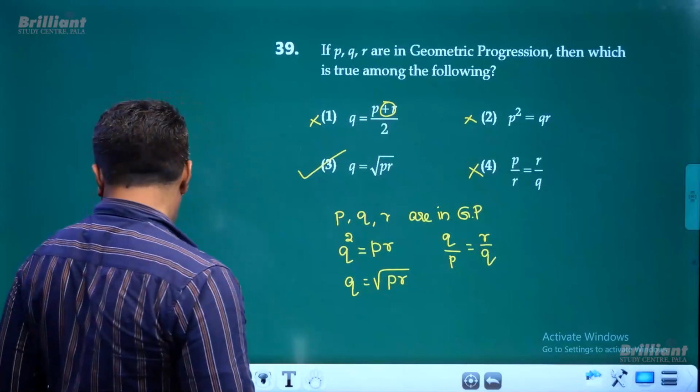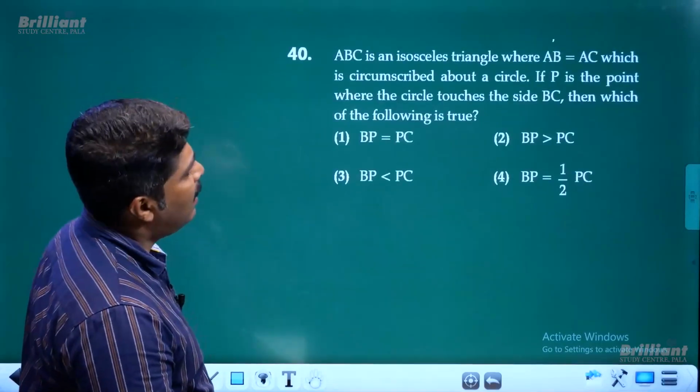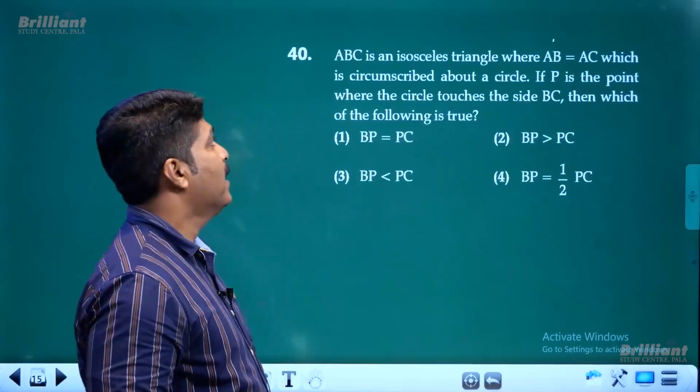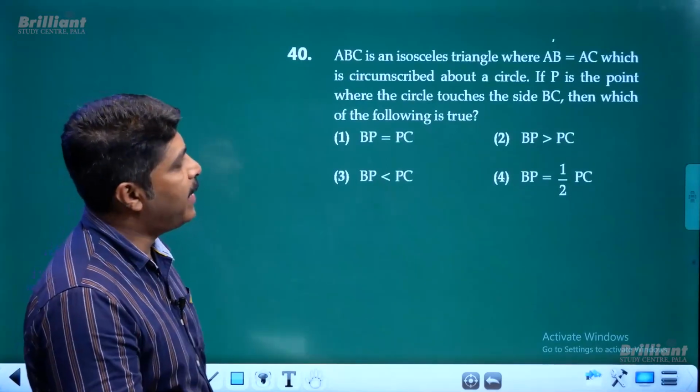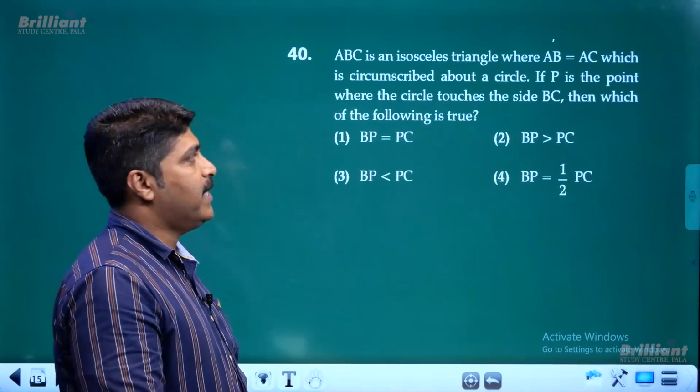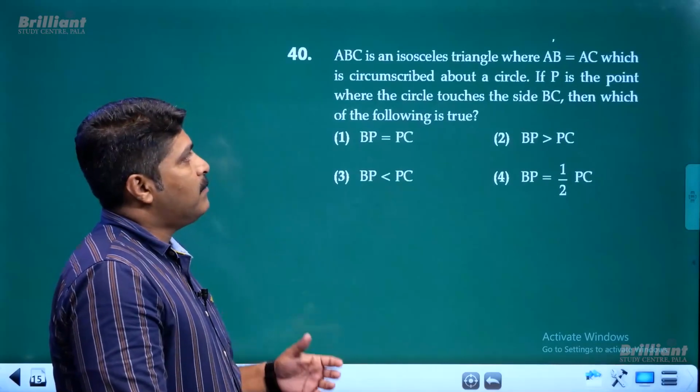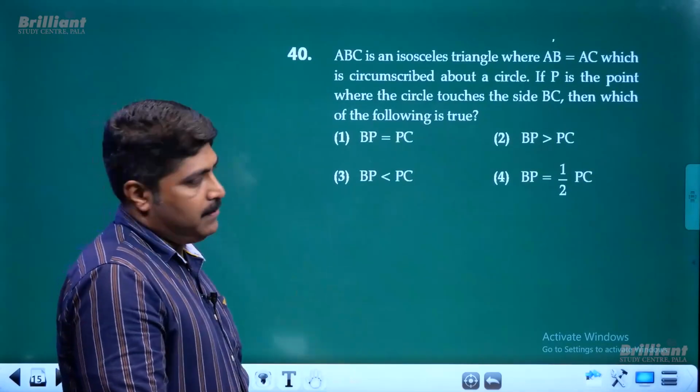Okay, then the next question. It's a question from geometry. ABC is an isosceles triangle where AB equal to AC, which is circumscribed about a circle.